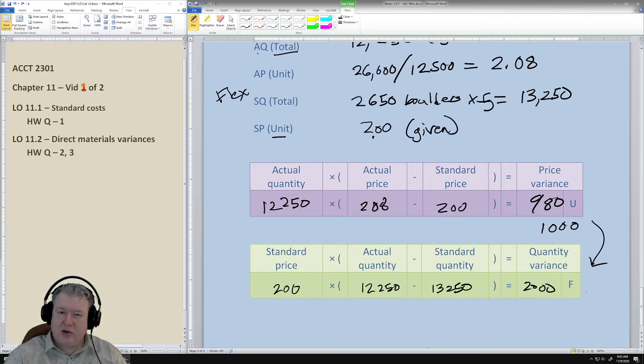Okay, so we're going to do the same sort of thing with direct labor and manufacturing overhead in the next video. It's going to be similar, but once again, I think this chapter benefits from repetition and looking at the small differences with labor and manufacturing overhead.